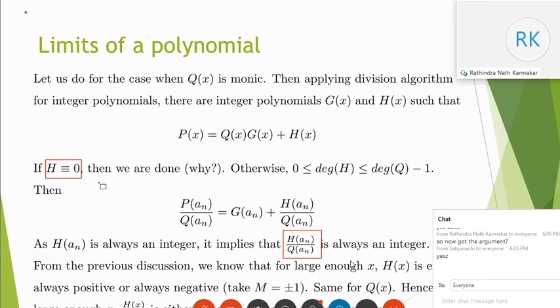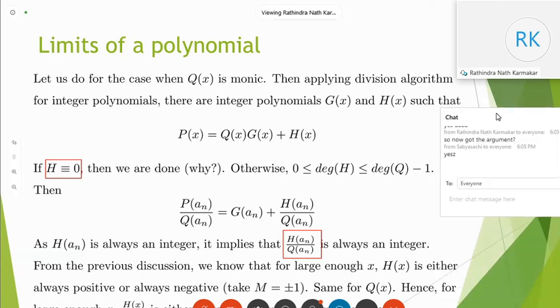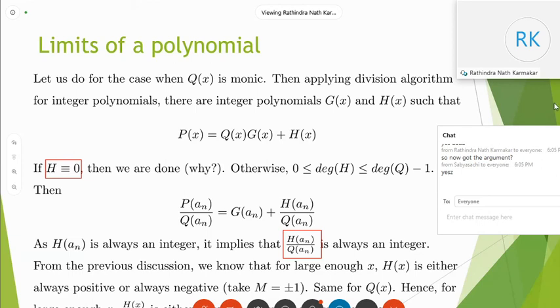So instead of dealing with h, I am dealing with h by q, right? I am trying to show that h of an by q of an is somehow getting closer to 0 for large n. So how do you show that? That is exactly what I'm trying to do.